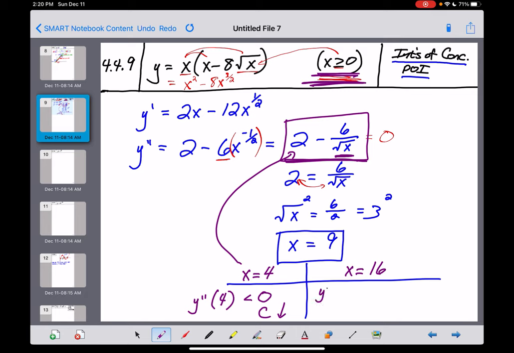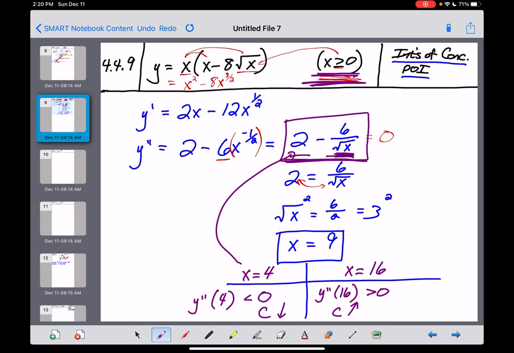And then, if I put a number bigger than 9, like 16 in here, let's see what happens. The square root of 16 is 4. There we go. 6 divided by 4 is 3/2 or 1.5. And 2 minus that 1.5 is going to be a positive 1/2. Positive, and we're now concave up.